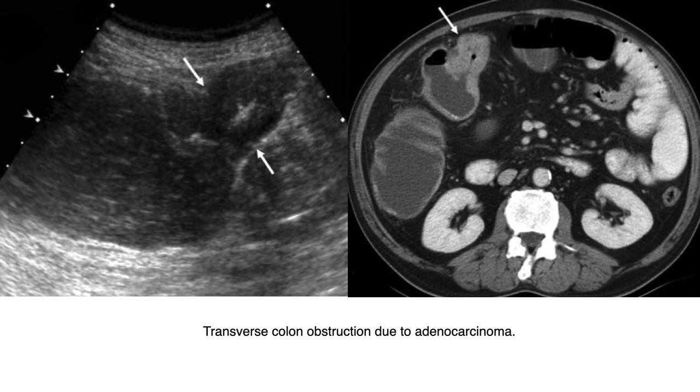This is an example of the ultrasound on your left. You can see there is a carcinoma producing mechanical obstruction of the large bowel, and the CT scan is showing, you can see the arrows showing the mass, the tumor.